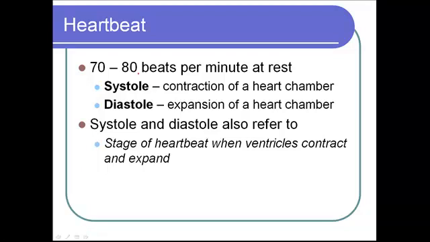So the heart beats approximately, this is approximate, 70 to 80 beats per minute at rest. Systole is the word they use to describe the contraction of a heart chamber. So when your heart pumps actively, it's called systole, and when it relaxes, it's called diastole. Systole and diastole also refer to the stage of the heartbeat when the ventricles contract and expand.